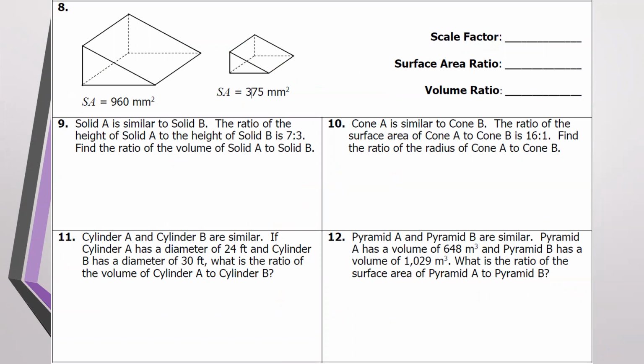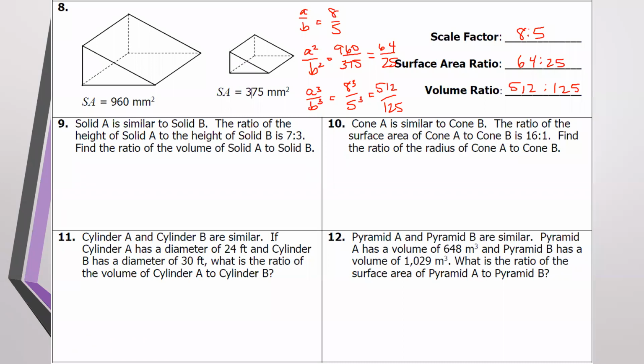You're going to have to find the scale factor and then find the volume ratio. And I know this looks kind of weird here. This is 375. Looks like when this got screenshot, the cursor was right there. This is 375 right here. So go ahead and try number 8. Do that one now.